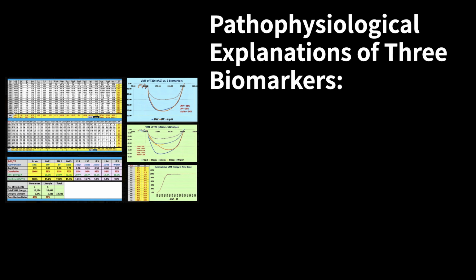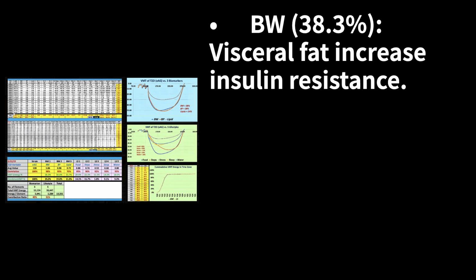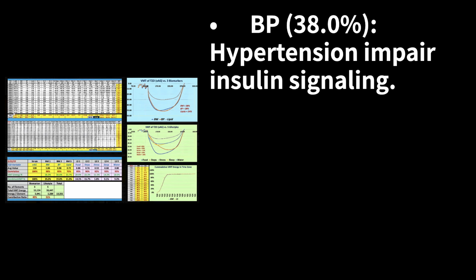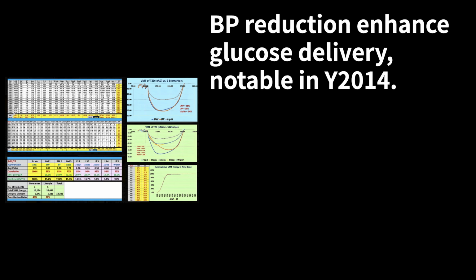Pathophysiological explanations of 3 biomarkers. BW, 38.3%: visceral fat increases insulin resistance. BW reduction lowers insulin demand, improving EAG, 277.5 to 90.09 mg per deciliter. BP, 38.0%: hypertension impairs insulin signaling. BP reduction enhances glucose delivery, notable in Y2014.